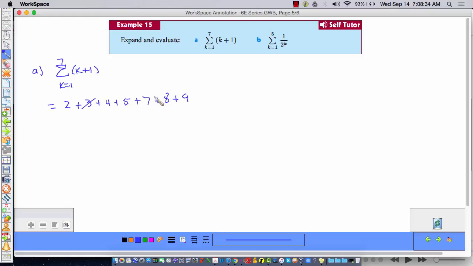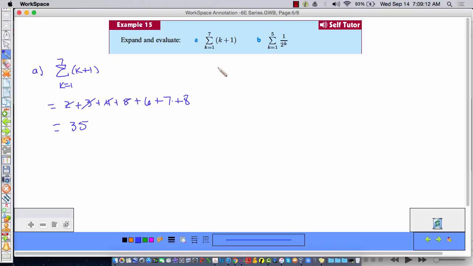So I have to add these up. 7 and 3 is 10. 8 and 2 is 10, so that's 20. 29, and then 9 more is equal to 30. Oh, wait. Did I do that wrong? Yes, I did. 1, 2, 3, 4, 5, 6, 7. What did I do wrong? 2 plus 3 plus 4 plus... Oh, I forgot 6. Plus, sorry about that, 6 plus 7 plus 8. That sum is 35. Okay.